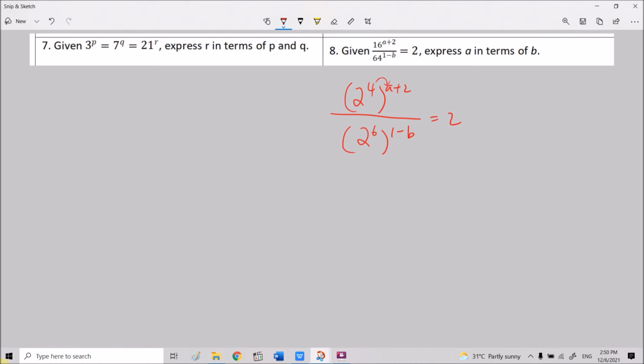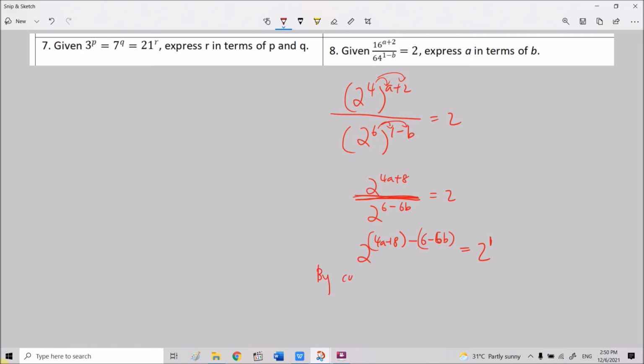So 4 times a times 2, I get 4a plus 8. And here we have 6 times 1, 6 times b. So I get 6 minus 6b equals 2. By using the law of indices, since they have the same base and there's a division here, I get 4a plus 8 minus 6 minus 6b, this is 6b equals 2. Even though there's no power here, actually it means power 1.